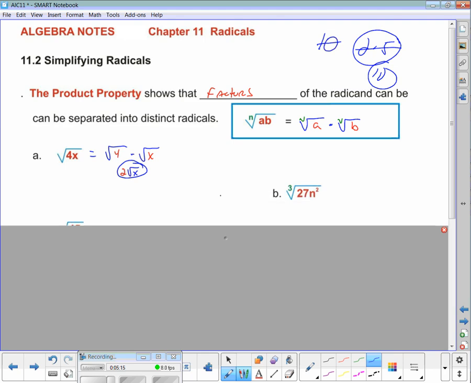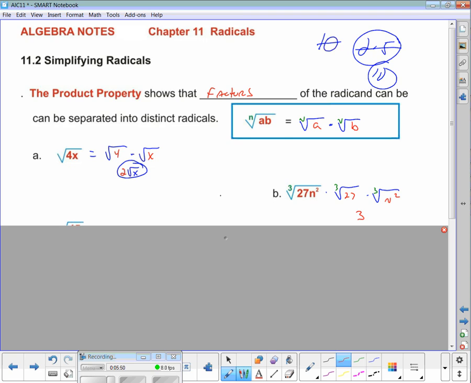The second example, same situation. This one's a cube root. We'll separate it into the cube root of 27 times the cube root of n squared. Can you take the cube root of 27? Yeah, it's a 3, because 27 is 3 times 9, and 9 is 3 times 3. So the cube root of 27 is 3. Can you take the cube root of n squared? And the answer is no.